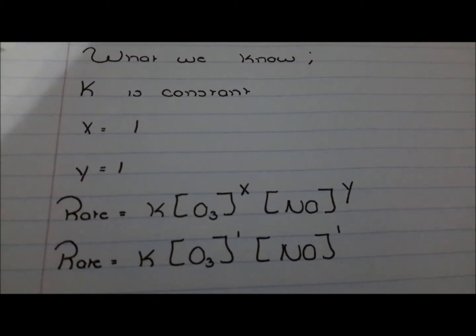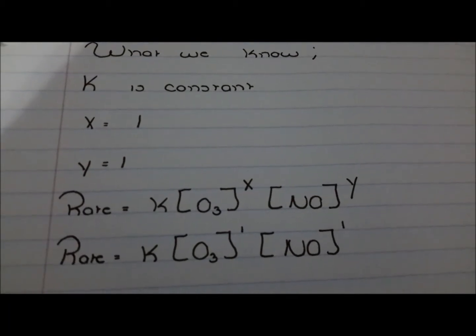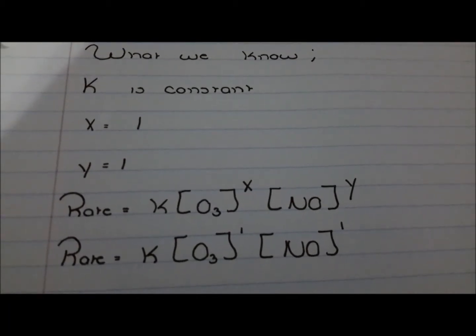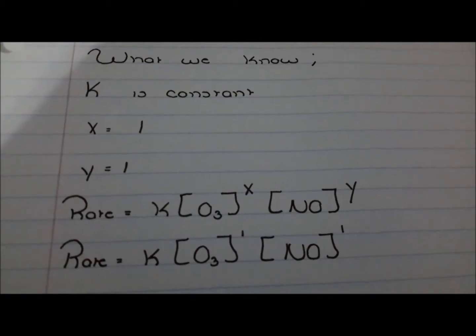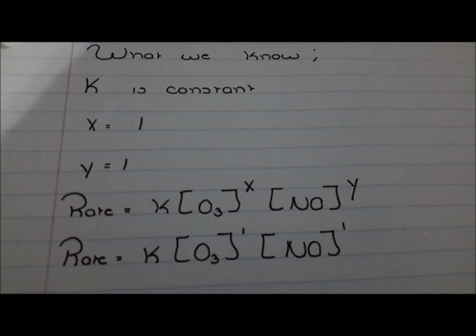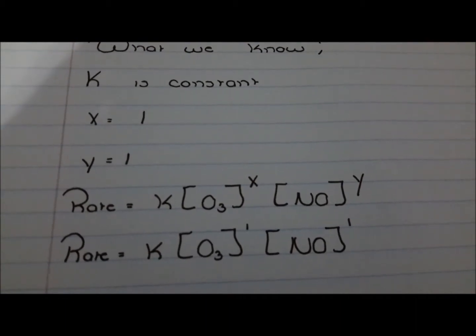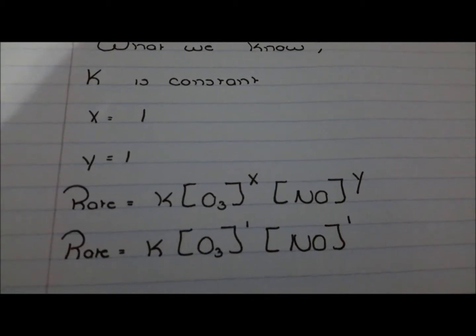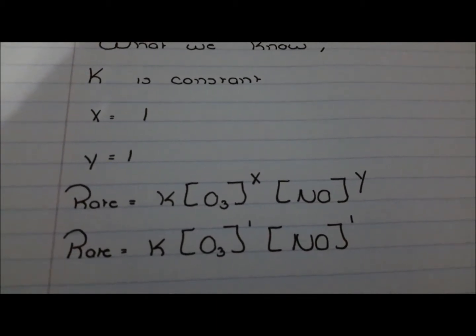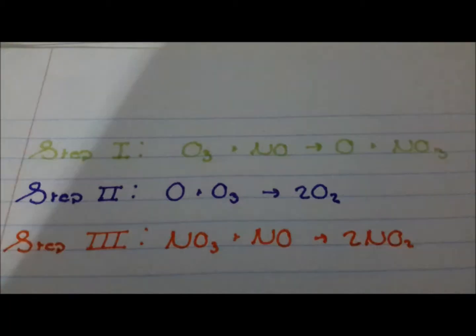What we know now from the mathematical way is K will always be held constant, so that number will not change in the rate law. We solved x is equal to 1, and we solved y is equal to 1. So now we plug in our values to our rate law, and thus the rate equals K, concentration of O3 to the first, concentration of NO to the first. And that is the answer to part D.